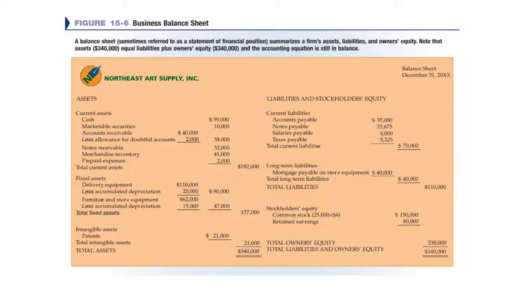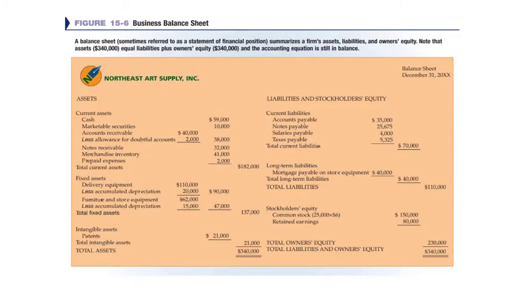Fixed assets are assets that will be held or used for a period of longer than 1 year. Fixed assets generally include land, buildings, and equipment. Note that the values of Northeast's delivery equipment and furniture and store equipment are decreased by their accumulated depreciation. Depreciation is the process of apportioning the cost of a fixed asset over its usual life. The depreciation amount allotted to each year is an expense for that year, and the value of the asset must be reduced by the amount of depreciation expense. For Northeast Art, fixed assets total $137,000.